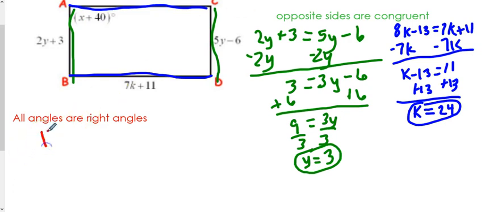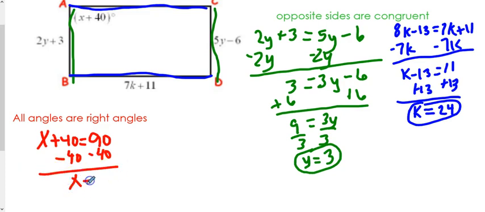So we're going to say x plus 40 equals 90. And then we'll solve for x. You can type that straight into Desmos, or you can do some algebra here by subtracting 40 from both sides. And we'll find that x is equal to 50.